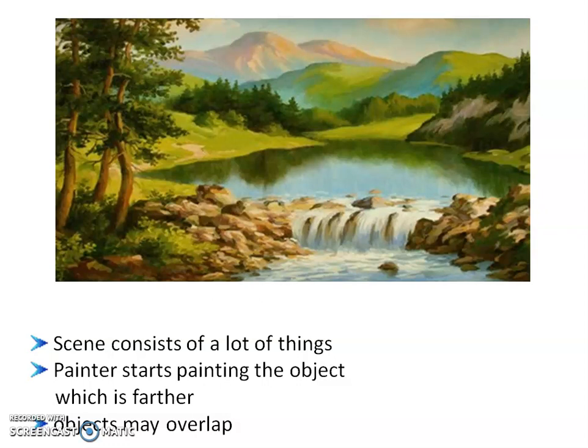Here you can see a beautiful scenery, and it consists of a lot of things. And the painter starts his painting with the object which is farther, and the next one, and last he will paint these things that we are seeing in the foreground. Here, while painting, the objects may overlap.